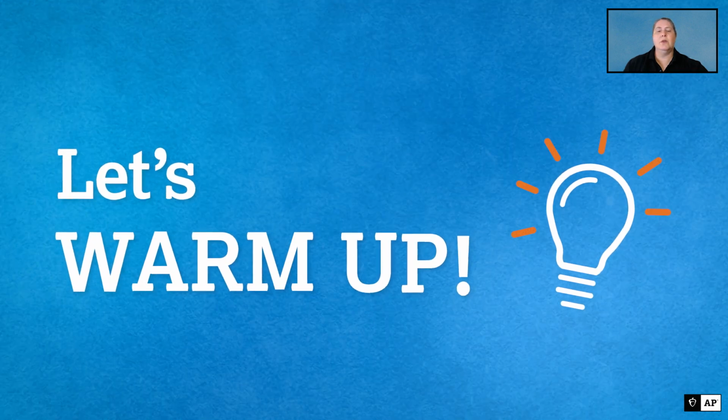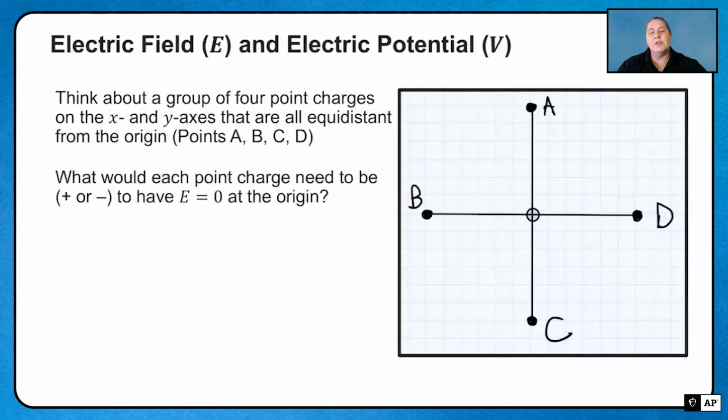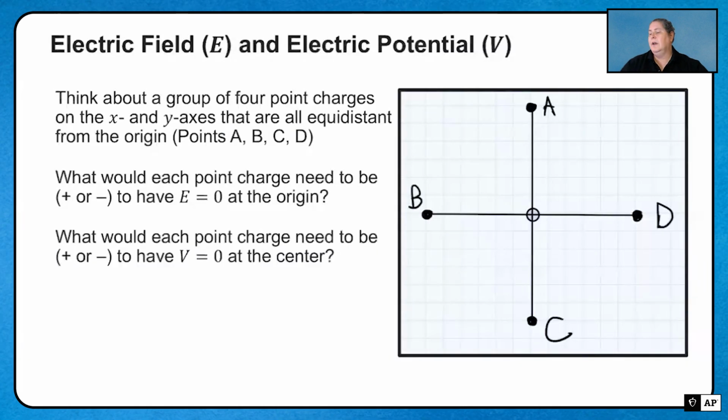So let's do a little warm up here. When looking at electric field and electric potential, we want to think about a group of 4 point charges labeled here A, B, C, and D. They are on the x and y axes, and they're all equidistant from the origin. A question might be, what would each point charge need to be, plus or minus, to have zero electric field at the origin? And we can also ask, what would each point charge need to be, plus or minus, to have V equals 0 at the center or at the origin?